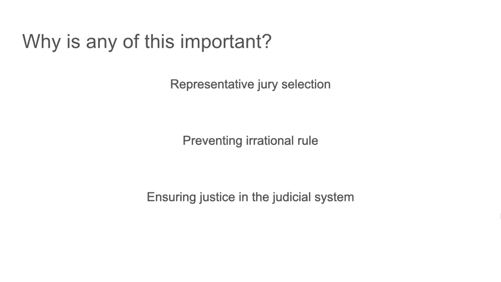Why is any of this important? It would help us feed back into which kinds of juries we look at, right? If we understand more about the biases and uncertainty, it could prevent the irrational rule, allowing us to advise people on the jury about their natural irrationality, for example, the jury observation fallacy. And the third is to ensure justice in the judicial system more broadly, right?